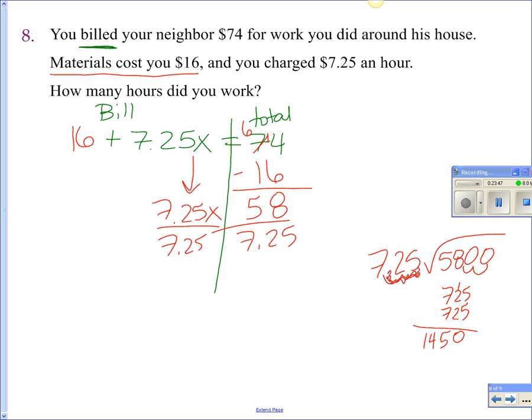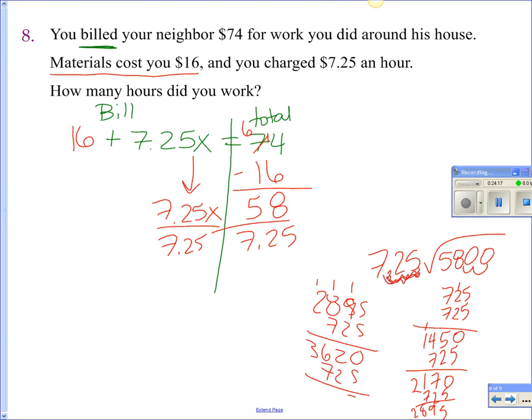Let me add another 725. 7, 11. All right, let me add another 725. 5, 9, 8, 2. I know. We can do it though. 9 and 2 is 11 plus one more is 12. 8 and 7 is 15 plus one more is 16. 5, 4, 3, 1, 4. We're almost there. Are we there yet? Oh gosh.